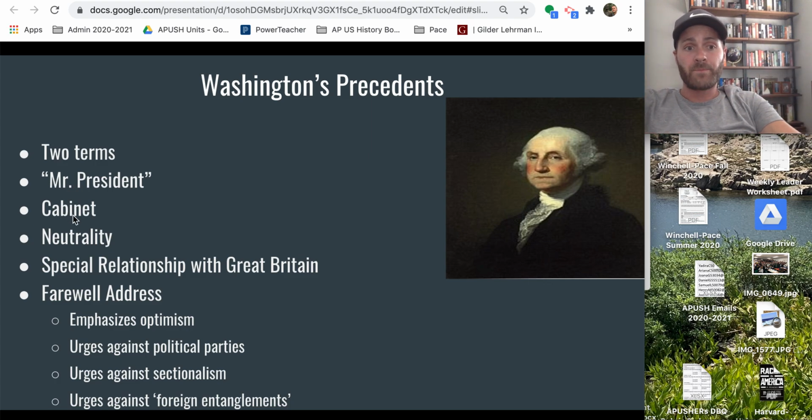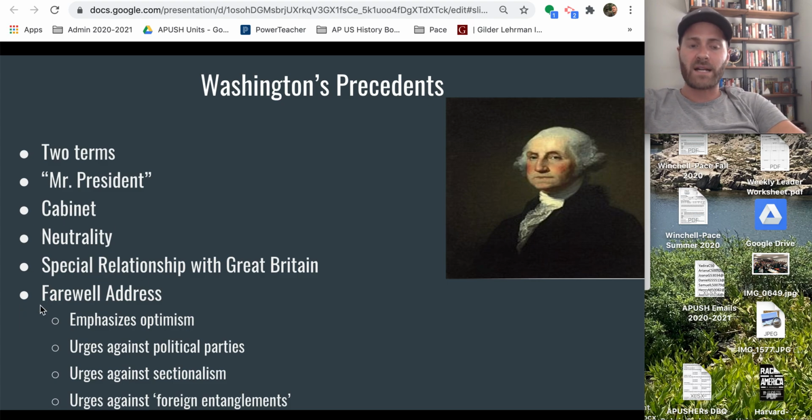His third precedent is the cabinet, this group of select advisors that's going to head these executive agencies like the State Department and the Treasury Department, Jefferson and Hamilton. Fourth precedent is neutrality, which is a really important precedent. The U.S. should stay out of foreign conflicts that aren't theirs. The fifth is a positive, strong relationship with Great Britain that, for the most part, the U.S. has enjoyed throughout its history, except for one more little blip coming up when we fight them again in the War of 1812.